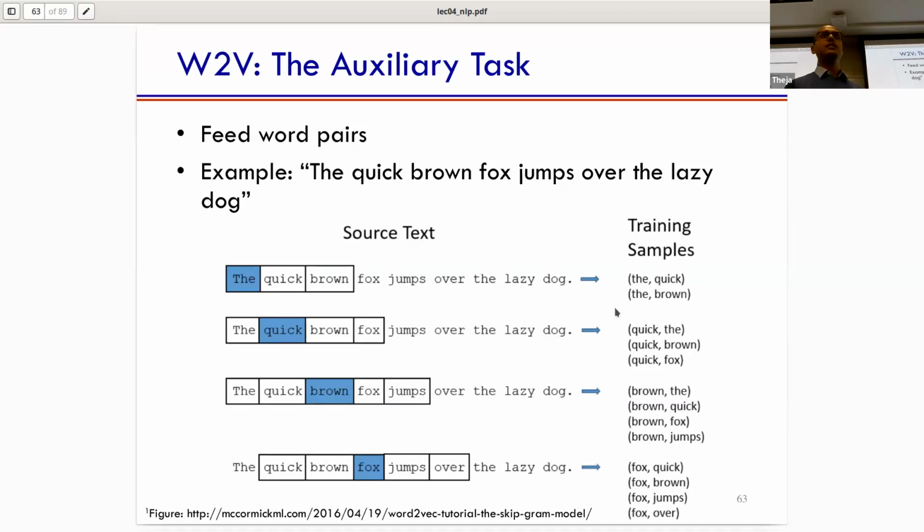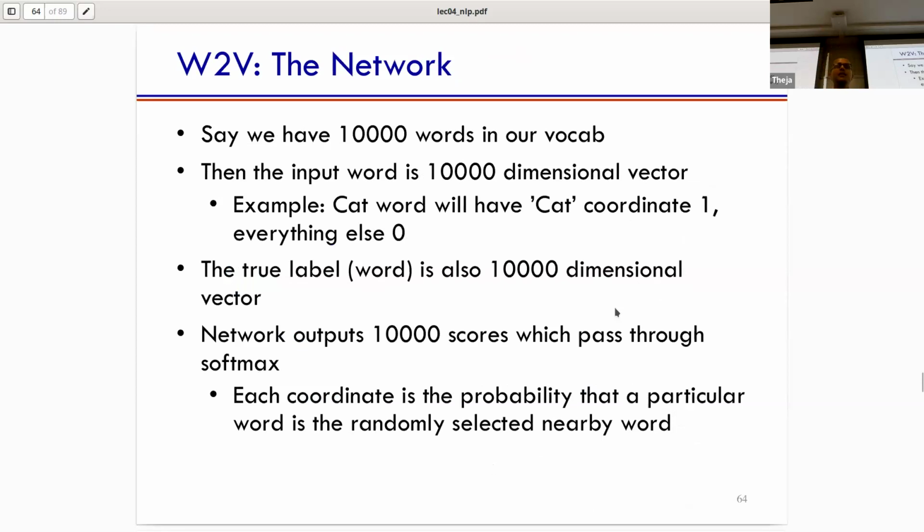I want to go back to the network, which is a one hidden layer neural network. For simplicity, I said 50,000, so let's change it to 10,000 words in the vocabulary. The input is a word. So we're going to one-hot encode the word. Since our vocabulary is of 10,000 size, we'll have a 10,000 dimensional vector where everything will be zeros, and some coordinate will be 1, which corresponds to the index of the word. The true label, the target word, let's think of it as also one-hot encoded, so that's also a 10,000 dimensional vector.